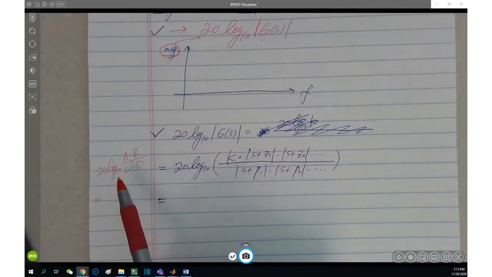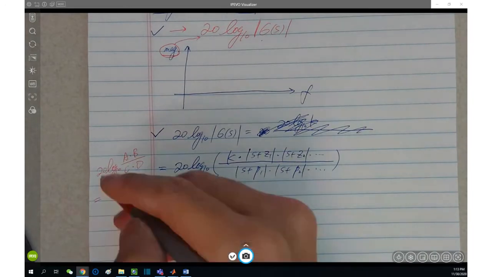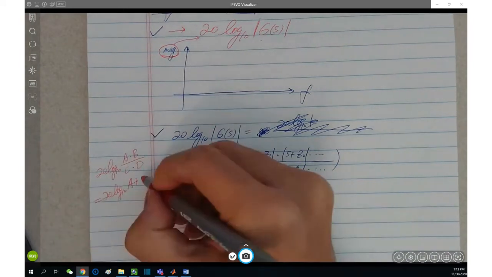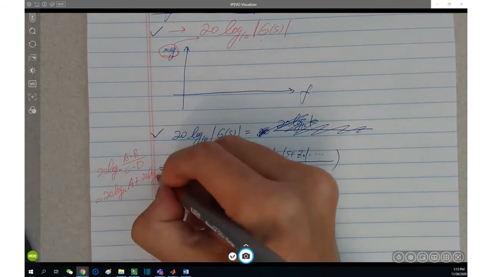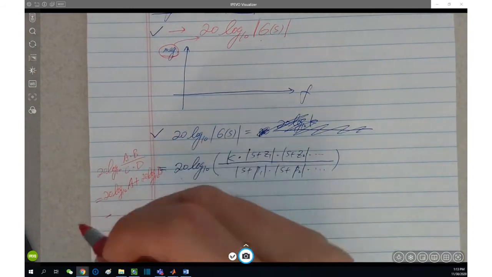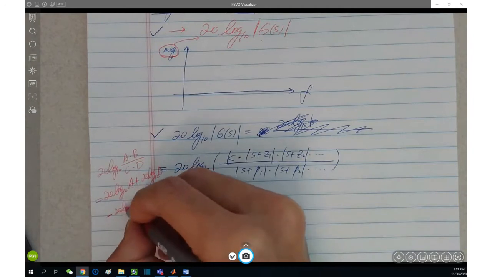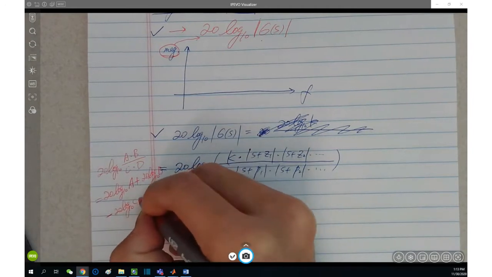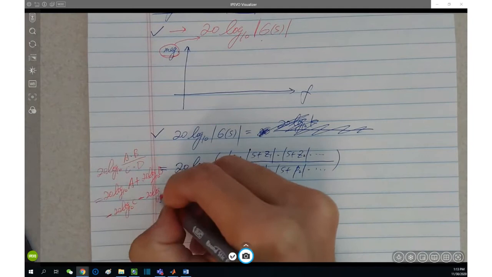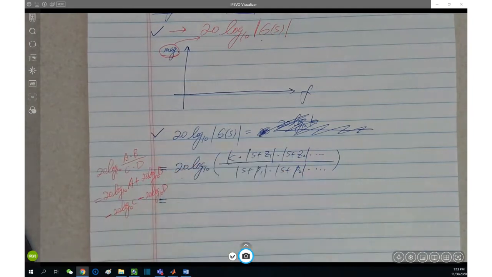Anyone knows how to expand this algebra? Add at the top and subtract at the bottom. Oh, very good, very good. Absolutely right. It equals this: summation for the numerator, subtraction for the denominator. Does it make sense?